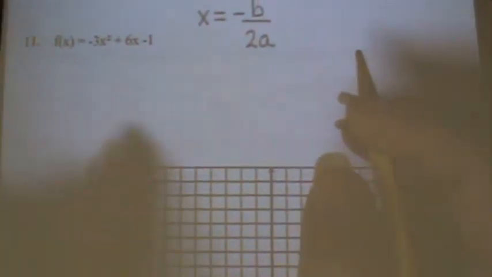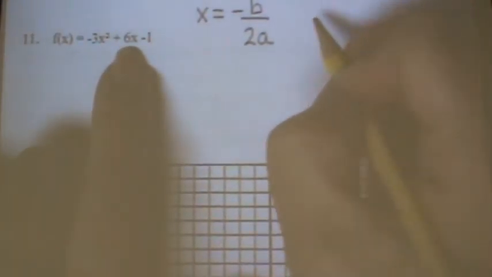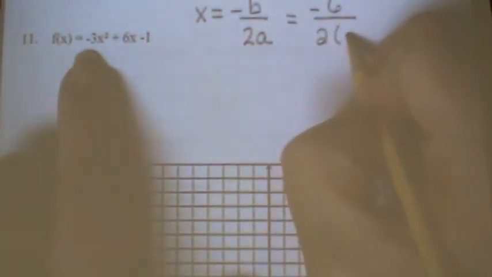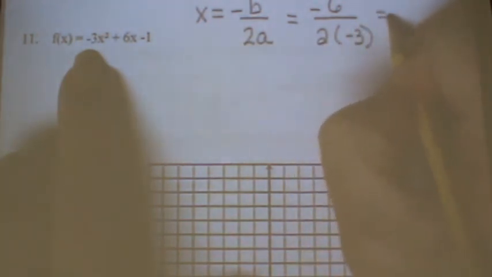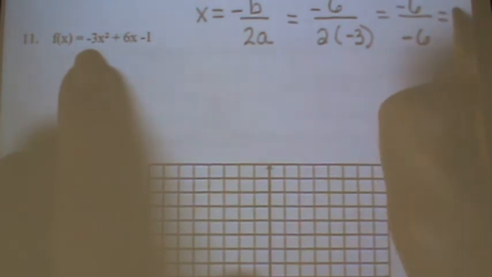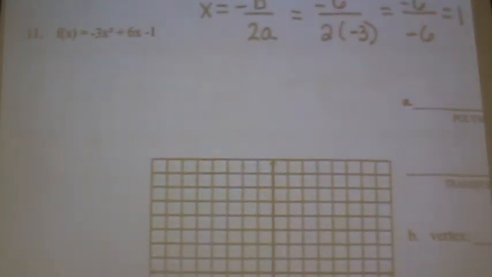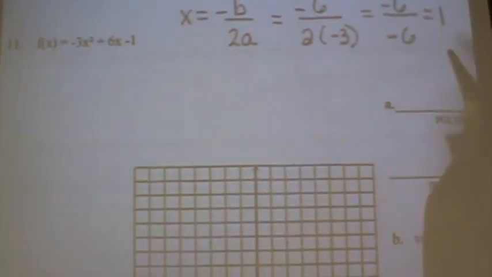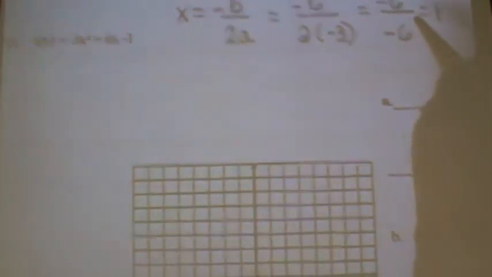Negative b over 2a. So what is the b value? It's 6. So it's negative 6 over 2 times negative 3. So negative 6 over negative 6, which is 1. Now the other amazing thing is you guys have a calculator. You can type this in your calculator. But let's do it by hand. So your axis of symmetry is 1.